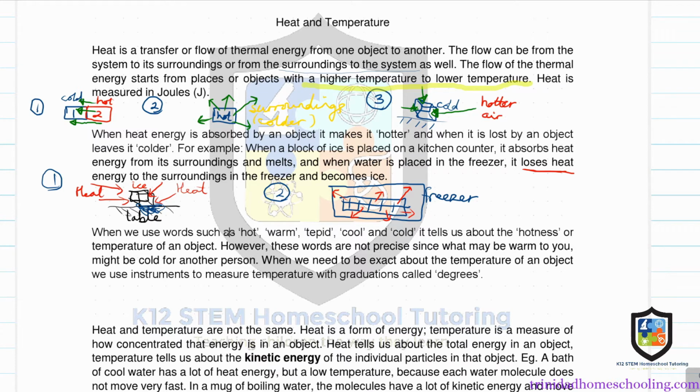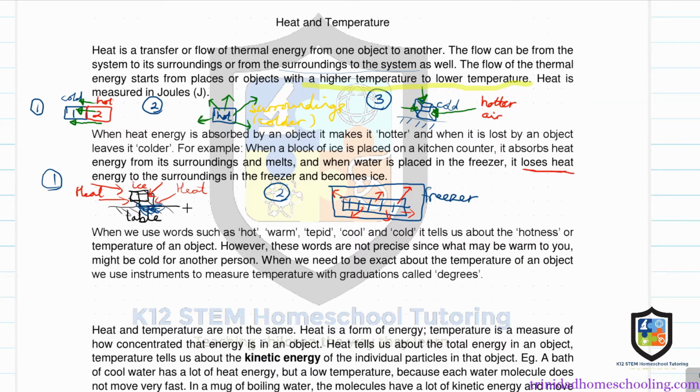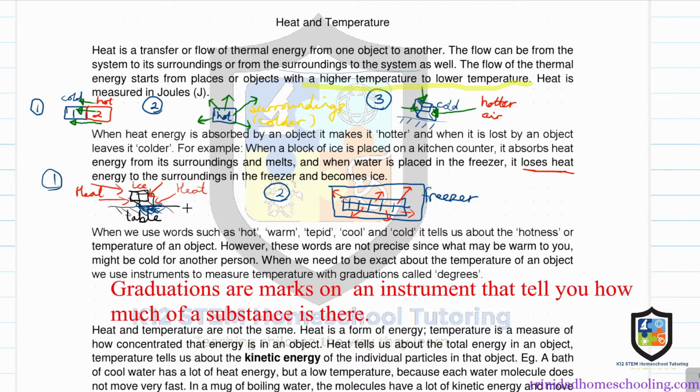Now, when we use words such as hot and cold, warm, tepid, or cool, it tells us about the hotness or the temperature of an object. However, these words are not precise, since what may be warm to you might be cold for another person. When we need to be exact about the temperature of an object, we use instruments to measure temperature, with graduations called degrees. A little later on in the lesson, we will talk about measuring temperature and the instruments we use to measure temperature, and we will look at the graduations and the units of temperature.